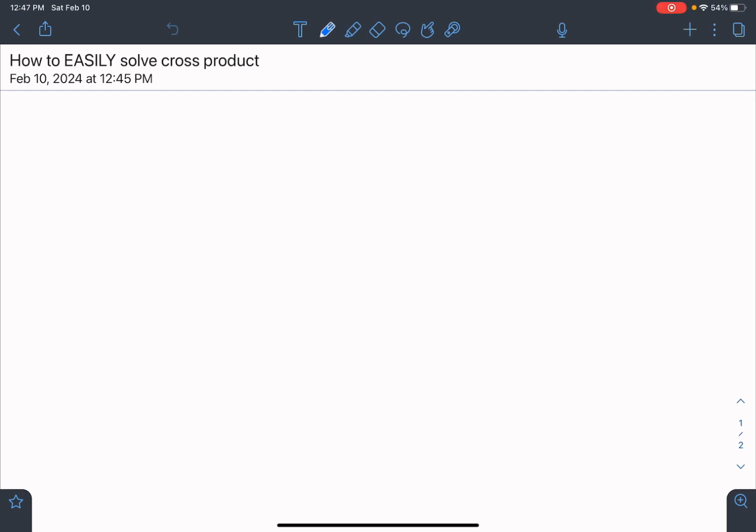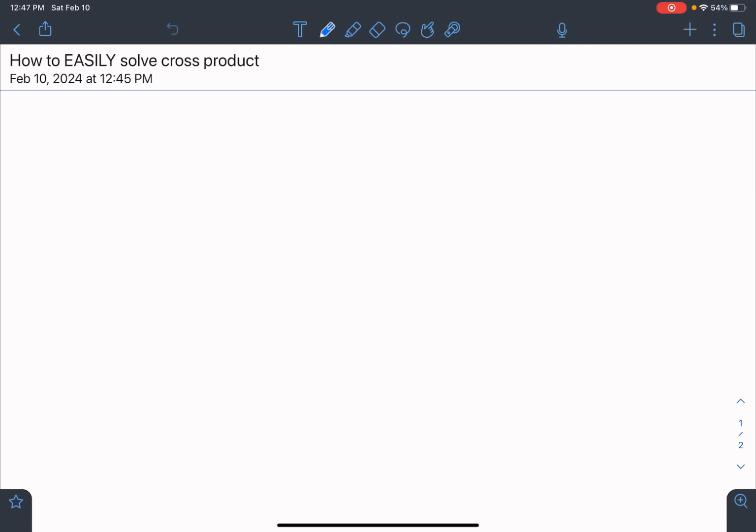Today I'm going to be talking quickly about how to easily solve the cross product. I don't know about you guys, but for some reason I always seem to forget how to solve the cross product. But with this new method I learned from my linear algebra teacher, it has become so much easier to remember how to do it. So let's just get right into it.